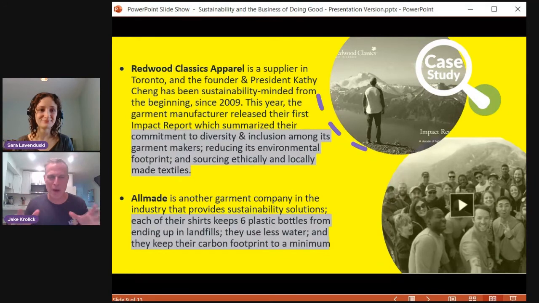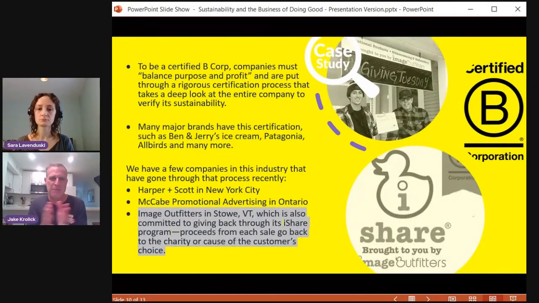Again, growing leather out of mushrooms to work with, which I think is fantastic. Let me not get off pace here, though, because we have to move into what I think is quite interesting: B companies. So certified B corporations, and I want to define it a little bit. They're companies that balance purpose and profit and are put through absolutely the most rigorous certification process, which looks across the entire company to verify all of its sustainability practices.